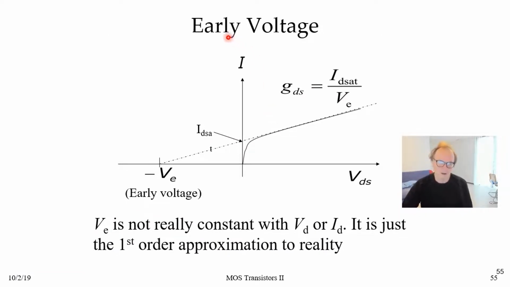Okay, so by definition, the Early voltage is where the drain current curve in saturation intercepts the axis here. And actually, VE is not really constant with the drain voltage or the saturation current ID. It's just a first order approximation to reality, which is very useful for conceptual thinking and also hand calculations.